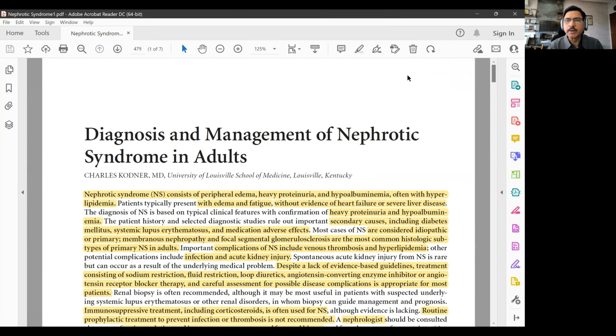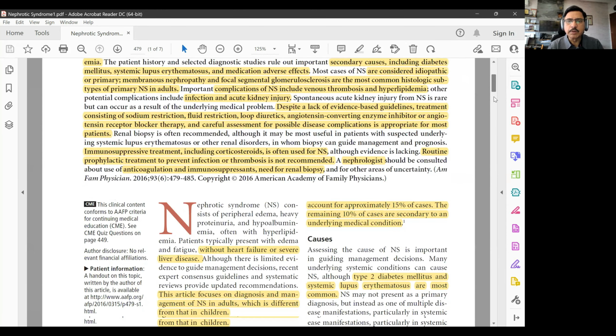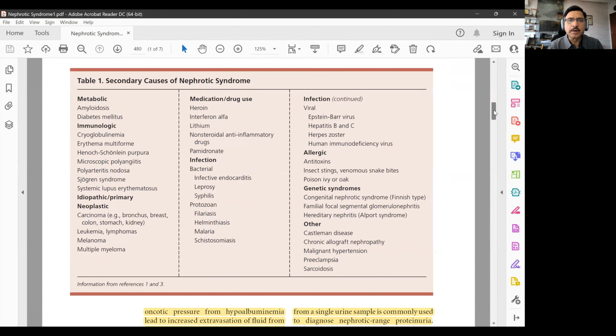Yeah, when I read an article, as I told you, I always underline the important points. We have covered most of them. This table also I would have liked to be shown. What are the secondary causes of nephrotic syndrome? Go to the table and say, circulate the articles to all the PGs. Metabolic causes, amyloidosis, diabetes, immunological causes, idiopathic and primary, medication, heroin, interferon alpha. Yeah, this information is there in your presentation. You have brought them. A table like this would have given some better understanding.